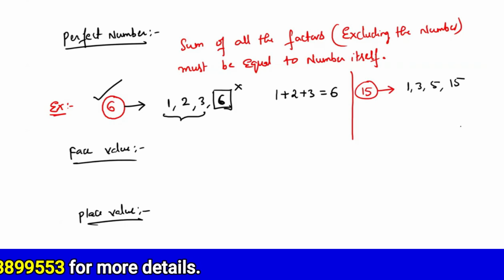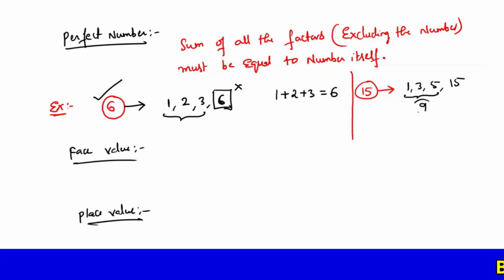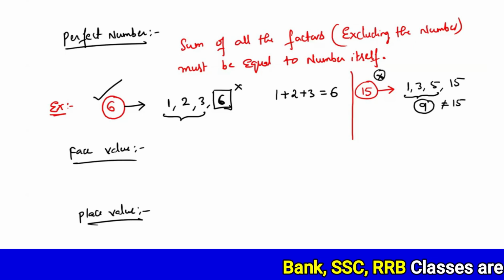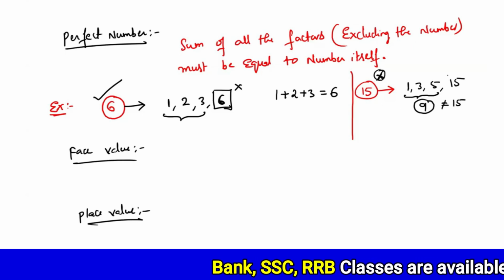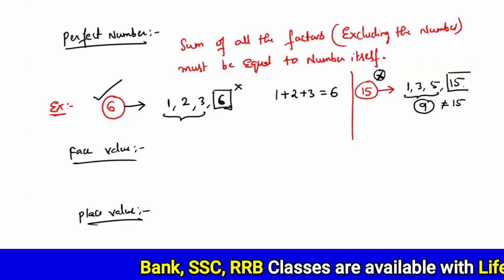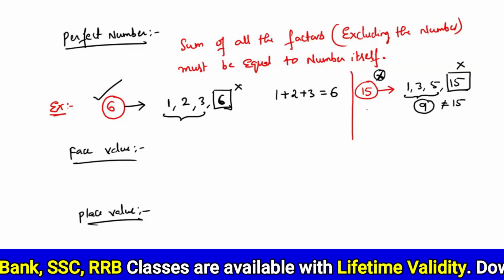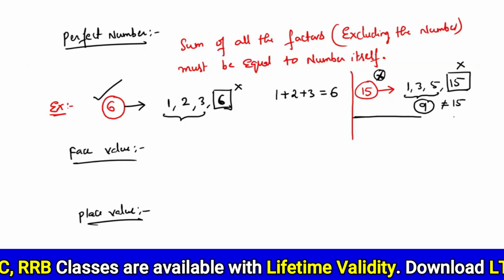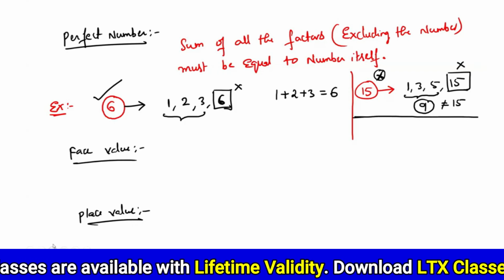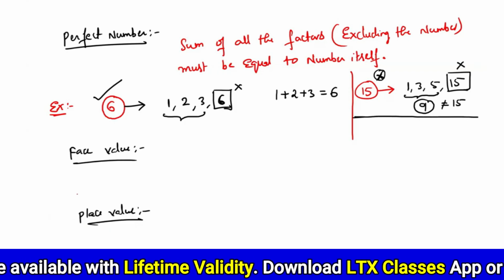Now add all these numbers. 1 plus 3 plus 5 is how much? 9. 9 is not equal to 15. So obviously 15 is not a perfect number. For sure, we will ignore the number itself, that is 15. So like this, we have to find the factors and understand which number is a perfect number.